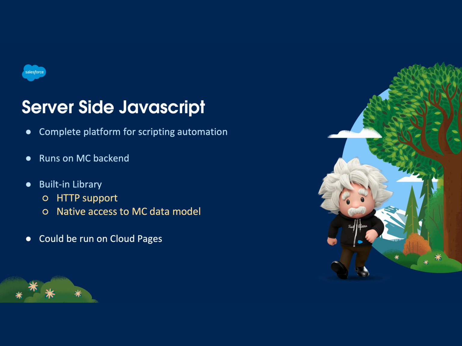We have server-side JavaScript, which is a scripting platform that runs on JavaScript, and it runs like Node.js on the backend. It runs on the Marketing Cloud backend. Its built-in library gives your script HTTP support, so you are allowed to make callouts. And most importantly, we have native access to the Marketing Cloud data model, right? So you can access data extensions. There are methods and functions already defined for doing that. And it can be run on CloudPages so you can develop, test, and debug there before you put it on Automation Studio.